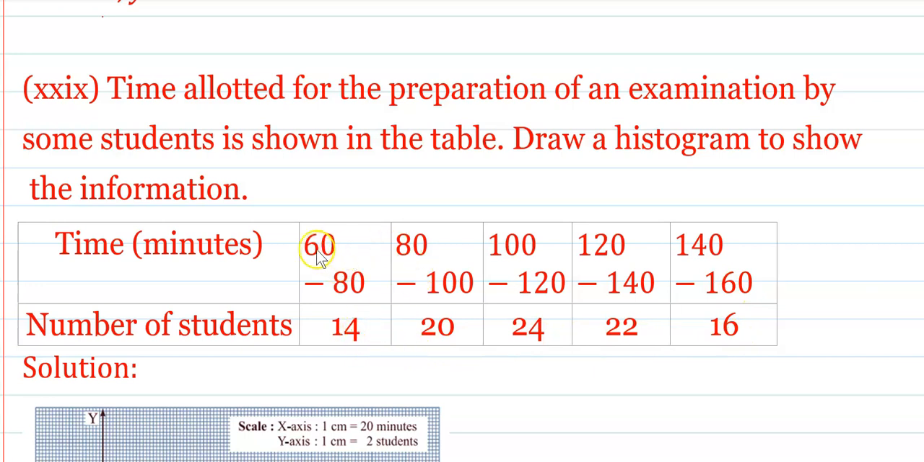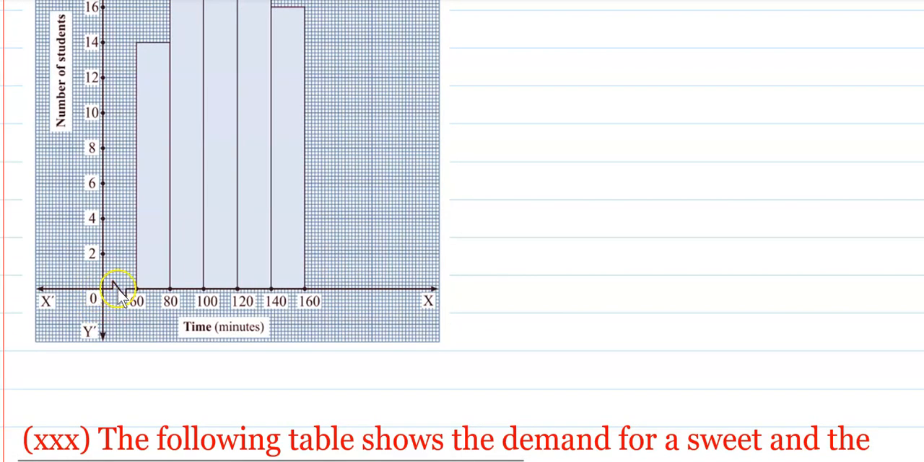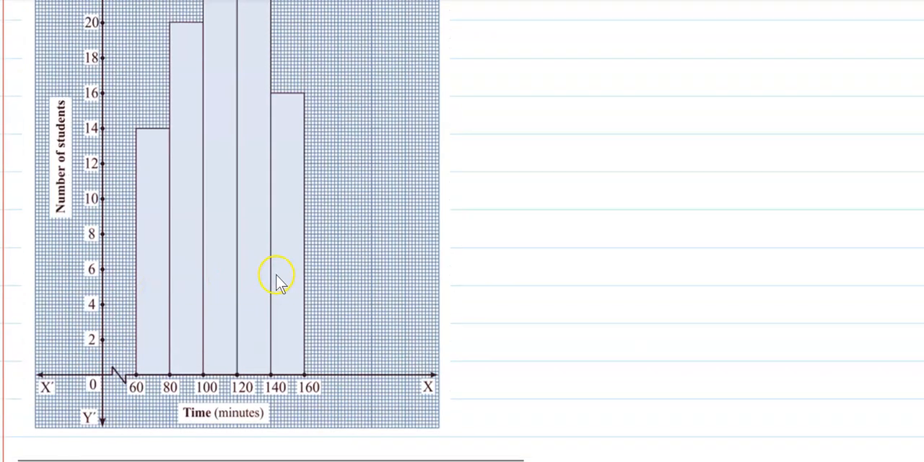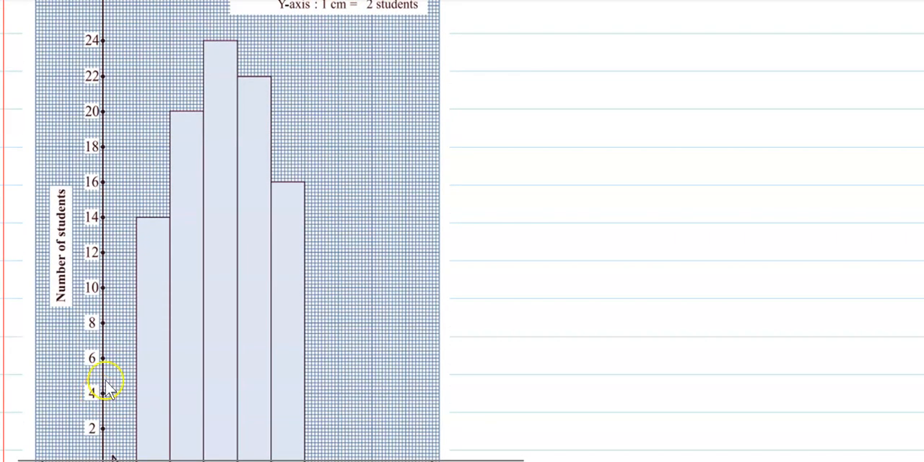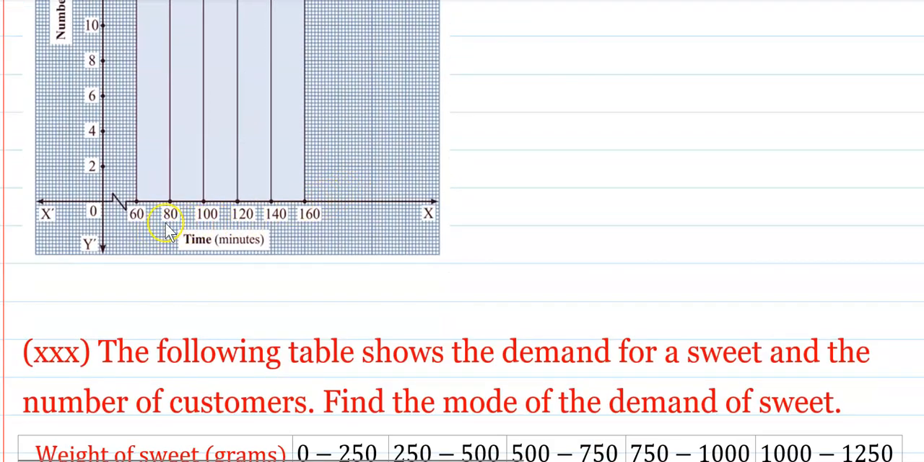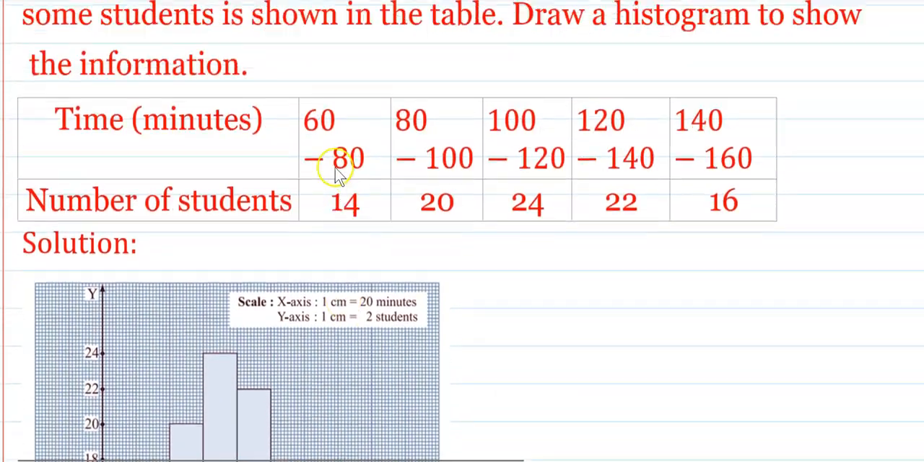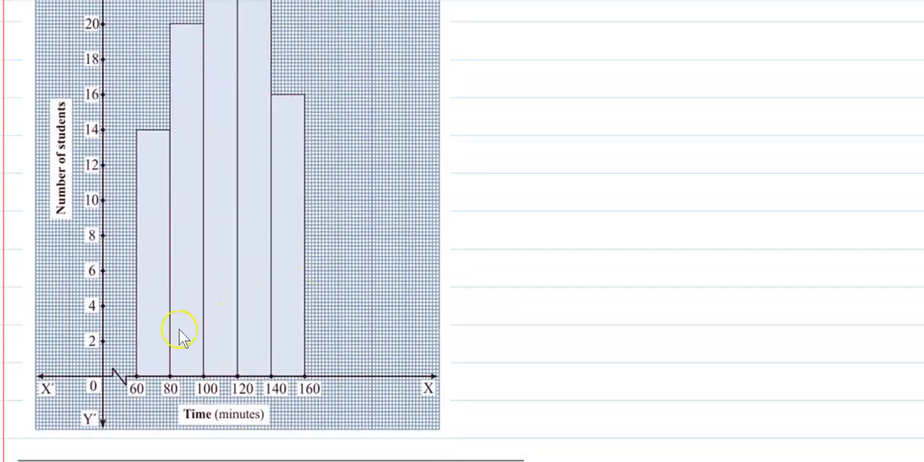Now where does the graph start? At 60 to 80. Therefore we have to draw the kink first. The kink we will draw here. Now first of all, the scale on the x-axis is 1 centimeter equals 20 minutes, and the scale on the y-axis is 1 centimeter equals 2 students. Okay, 60 to 80, 14 students are there.